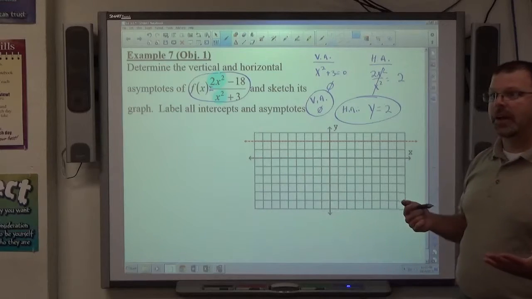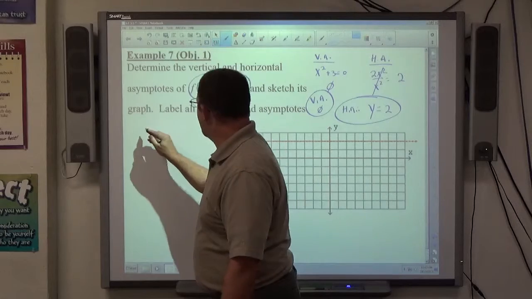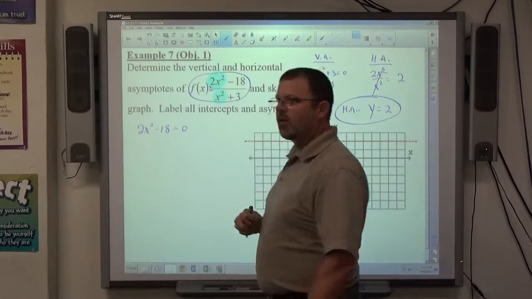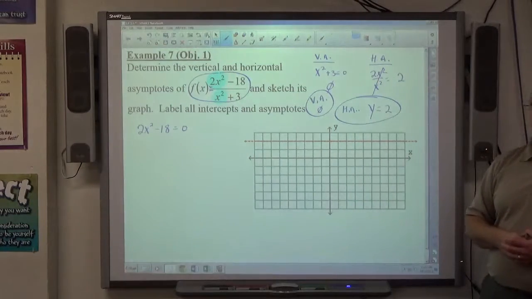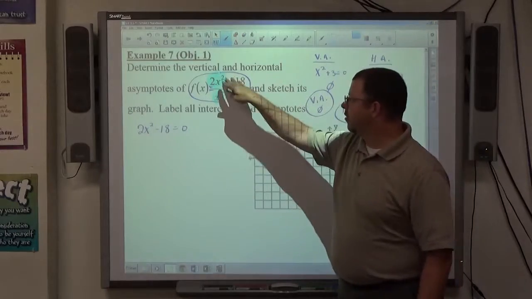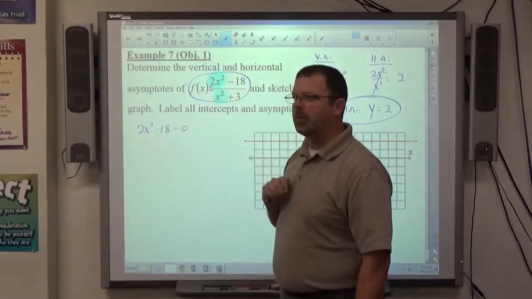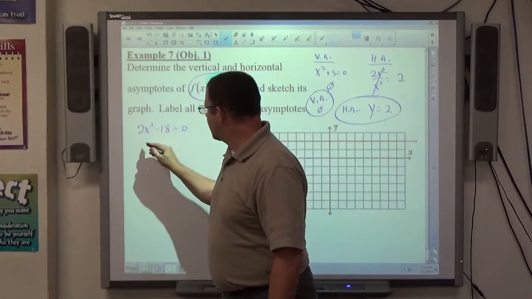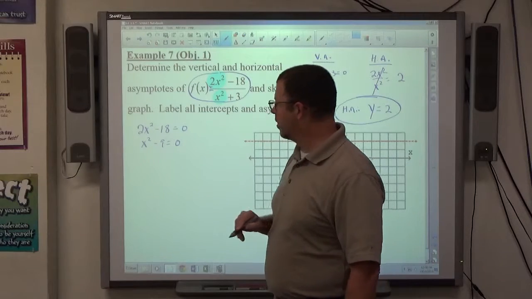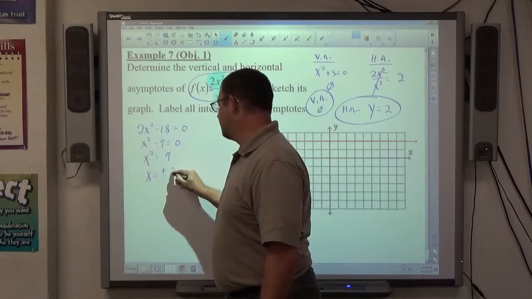So next thing I'm going to do is find intercepts. That's part of that list. As far as x-intercepts are concerned, the top, 2x squared minus 18, equals 0. Fractions only equal 0 if the top equals 0 and the bottom doesn't, and we've already established the bottom can't. So I don't have to set this whole function equal to 0, just the top equal to 0 will be sufficient. Divide everything by 2, since it's an equation, we're allowed to do that. x squared minus 9 equals 0, so x squared is equal to 9, making x equal to plus or minus 3.